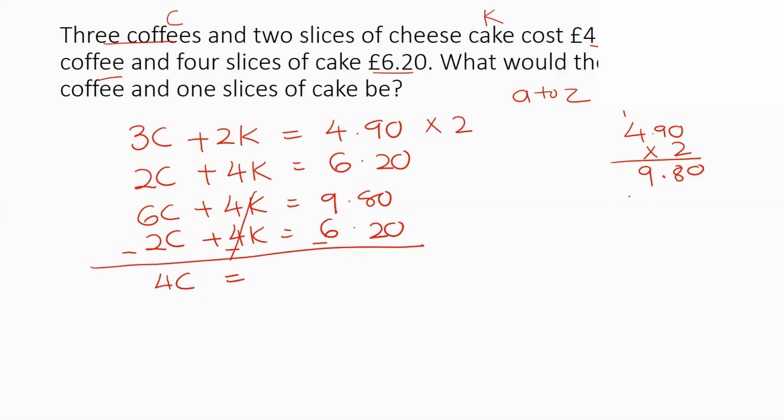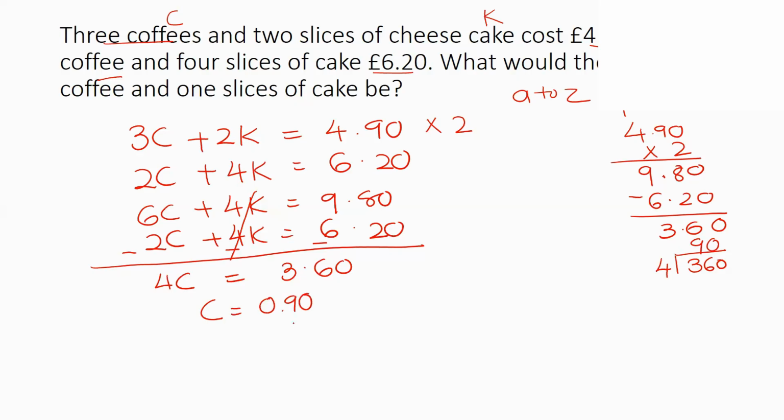That equals, if we take away 620 from 980, we are left with 360. And if I divide this by 4, I'm going to remove the decimal first. So that's going to be 360 divided by 4. How many times will 4 go into 36? That's 9, so 90. And then again, I'm going to insert my decimal. So C is going to equal 0.9, which is just 90 pence. So we have found out the cost of 1 coffee.